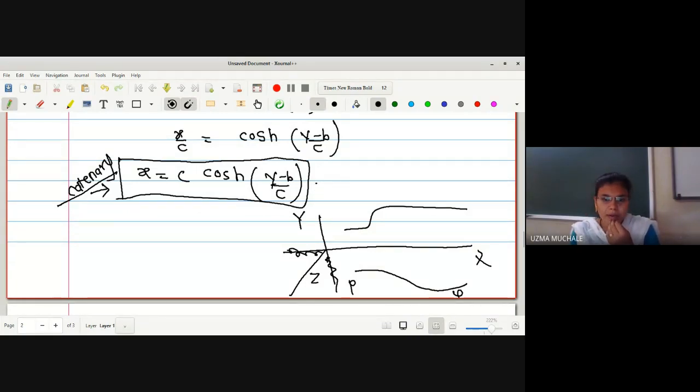Okay. After revolving about the y-axis, we have got the equation in terms of x is equal to.